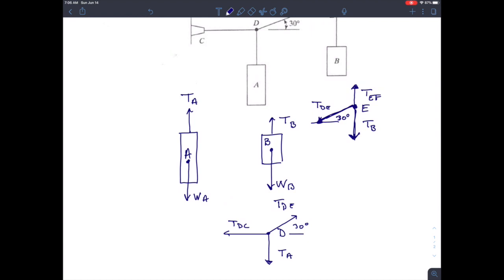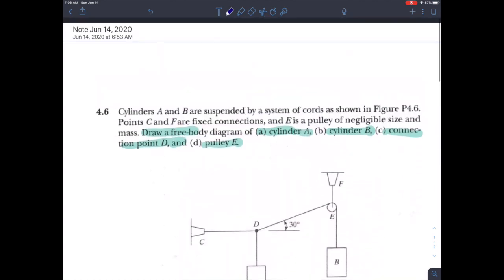So this is the basic idea of a free body diagram, and you end up breaking this up into the different components that you would need for solving the problem. That was the point on this one. We didn't actually need to solve it yet, but there we are. Here's the solution to problem 4.6.